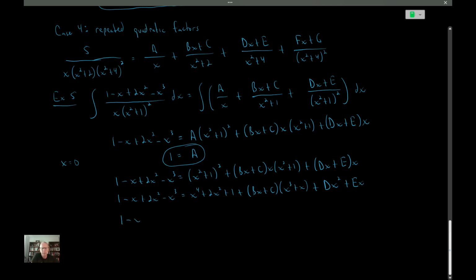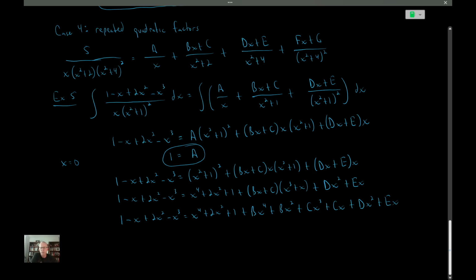Then keep going. On x plus 2x squared plus or minus x cubed equals x to the fourth plus 2x squared plus 1. We could bring these three over here if we wanted to. Well, wait a minute. Let's FOIL this one out. We get bx to the fourth plus bx squared plus cx cubed plus cx plus dx squared plus ex.